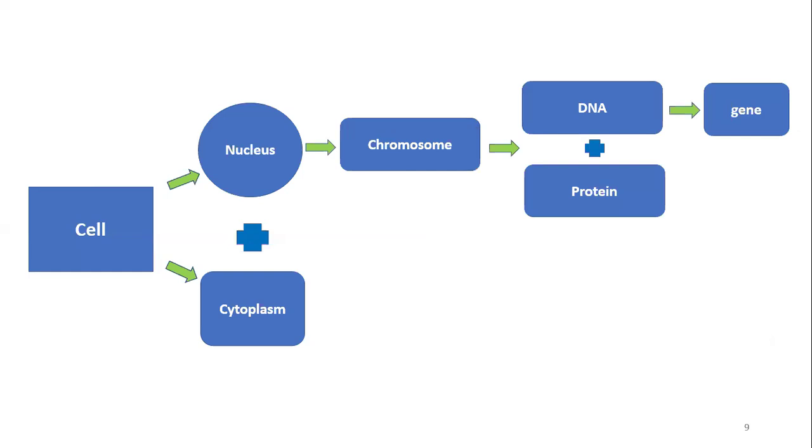Let me explain about this flowchart. Actually, the cells are mainly made out of nucleus and protoplasm in eukaryotes. In the nucleus, there's a chromosome. The chromosome is made out of DNA and protein. So what is a gene? A gene is a segment of DNA.